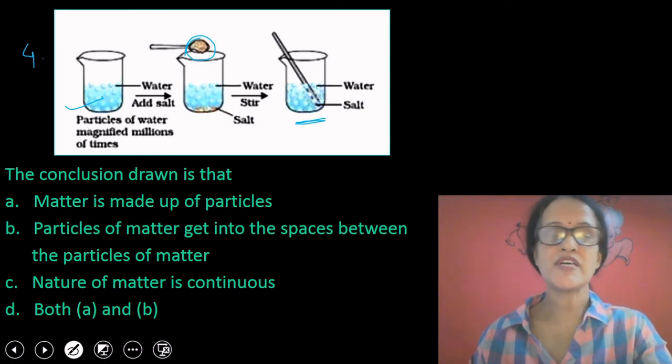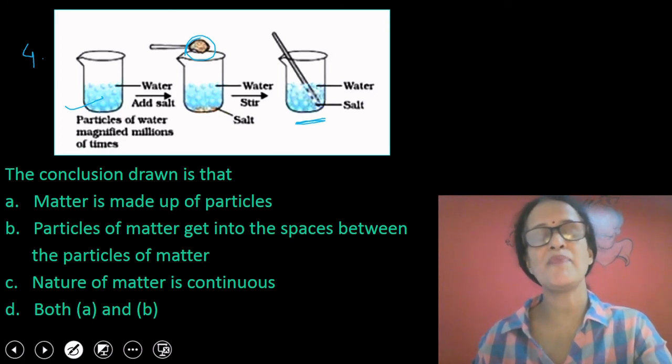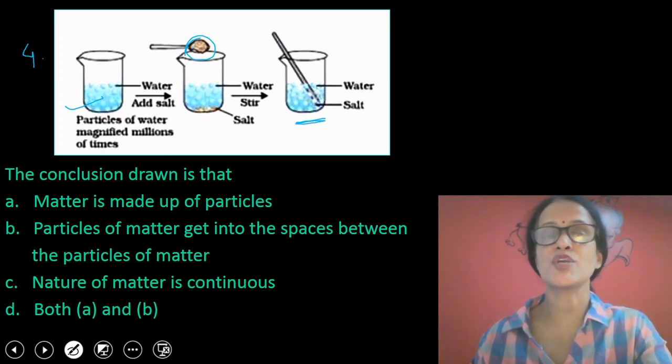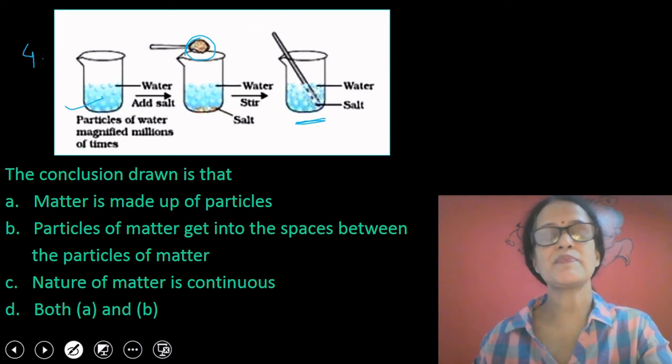So children, first option is matter is made up of particles. This is the correct conclusion. Because if salt was not made up of particles, it should not dissociate into smaller crystals. There should be a big piece of salt which should remain as it is.